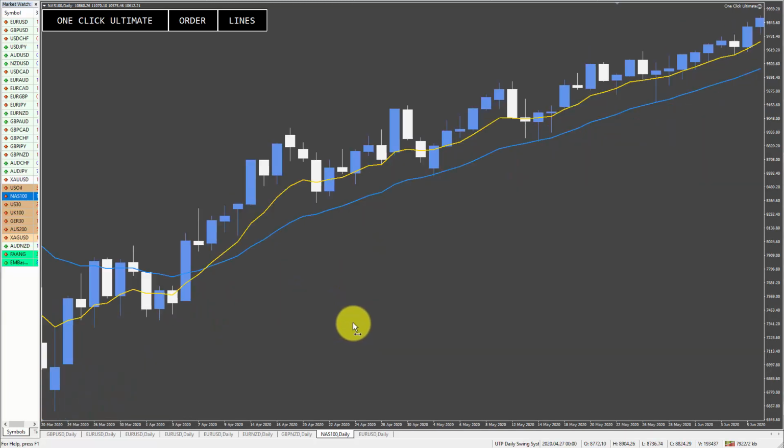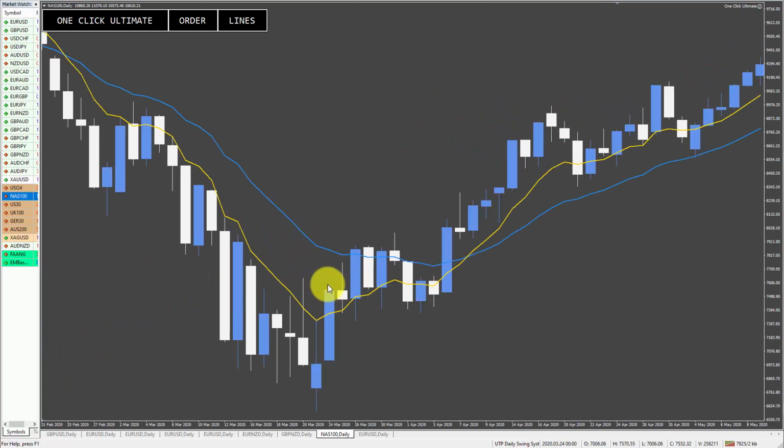Now, I don't know what level of ability you're at right now, but let's keep things really, really simple. If the 8 is above the 20, you assume the market is in an upward trend. If the 8 is underneath the 20, we assume the market is in a downward trend. You don't think about it. You don't use your brain. You don't do that dangerous thing and use discretion. 8 above 20, you are in buy mode. 8 beneath 20, you are in sell mode.